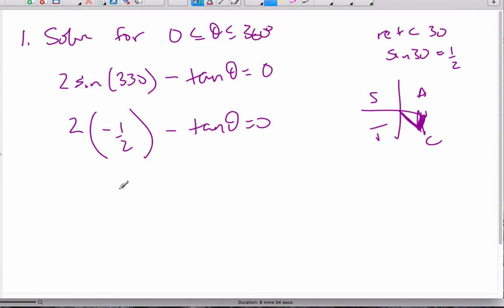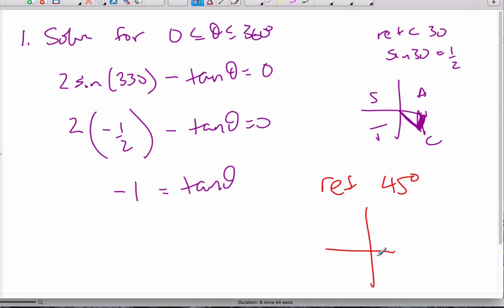Well, this simplifies to negative 1 is equal, I'm going to add the tangent over, tangent theta. Now this one's tricky. This is one I always had a hard time remembering. What value for tangent, ignoring the positive or negative, what value of tangent gives me 1? And that reference angle now for tangent is 45 degrees. Think about the positive negatives, which quadrant it's going to be.